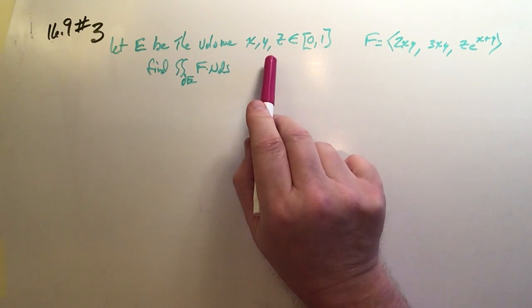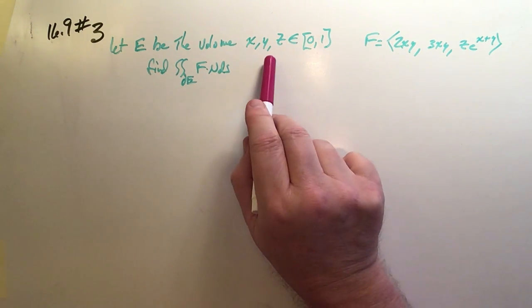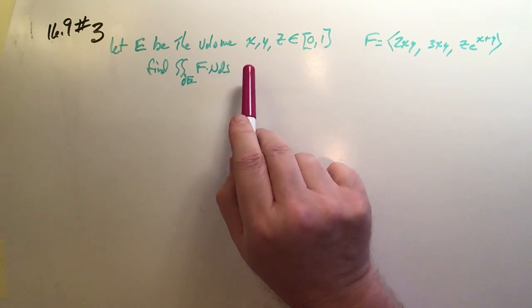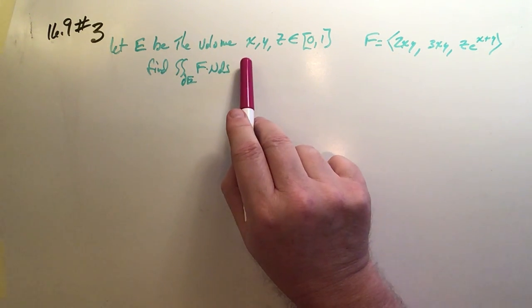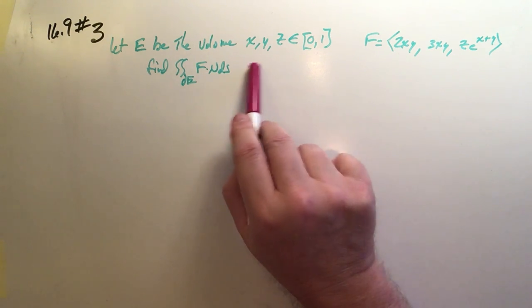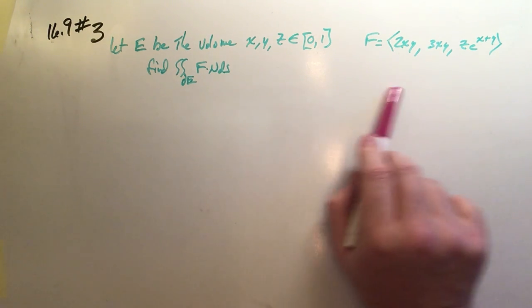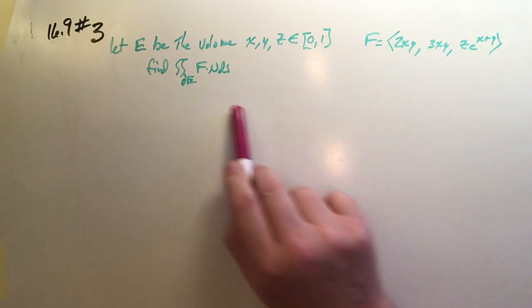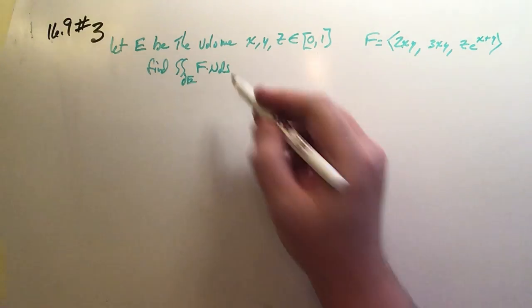Well, once again, if I wanted to do it this way, I would need 6 surfaces, so I would need 6 different integrals. And then I would have to basically parameterize each one of those surfaces, substitute in here in order to take the dot product. So let's not do that.